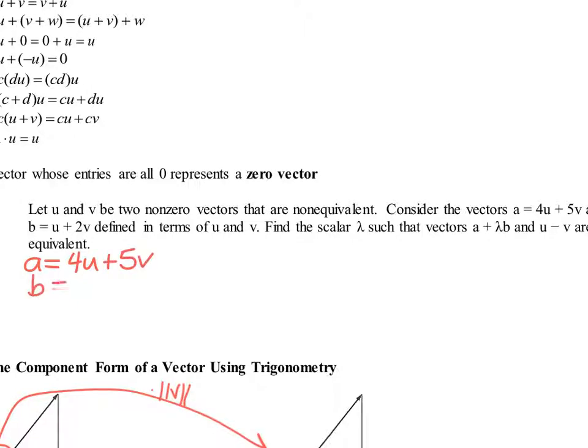And b is equal to u plus 2v. They're both defined in terms of u and v. All right. So we have vectors a and b that are defined in terms of u and v, which are other vectors. So vectors defined in terms of other vectors. So it's a weird thing to think about. We have a plus lambda b. Plus what? Lambda. It's that upside down funky y. All right. That's going to be equivalent to u minus v.